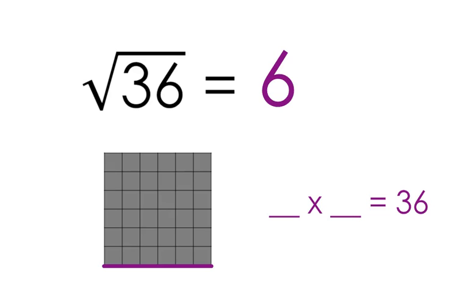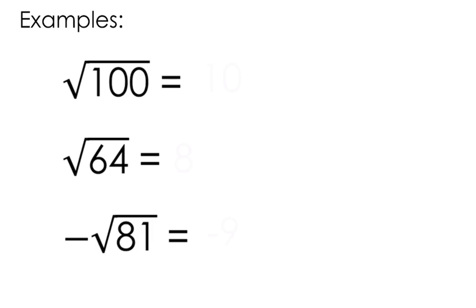You can use this concept for everything. If I have the square root of 100, in my mind I'm saying what number multiplied by itself is 100. And we would say, perfect, 10. If I looked at 64, I'm saying the square root of 64 equals what? What number multiplied by itself is 64? And we would say 8. 8 times 8 will give me 64.